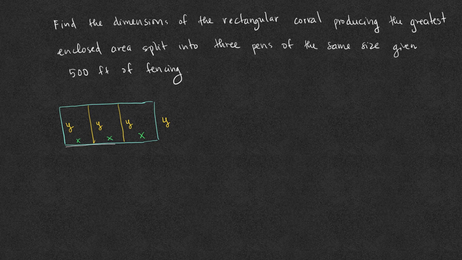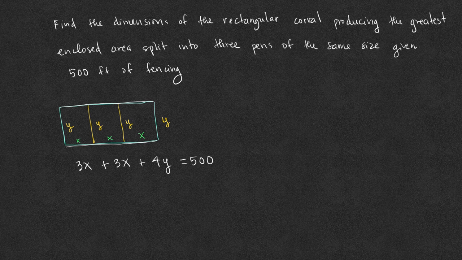At the bottom, there are a total of 3x, and on the top, we would need to fence a total of 3x, and there are 4 vertical lines, each has a length of y. And so the total distance that we would have to fence is 3x at the bottom, 3x at the top, and 4y. And the total of fencing is 500.